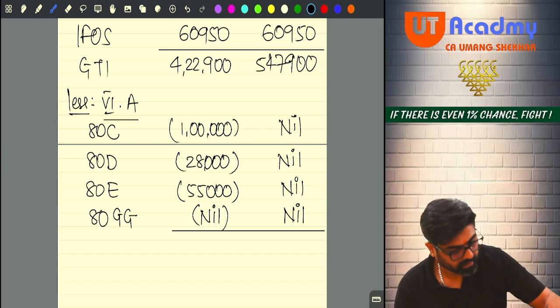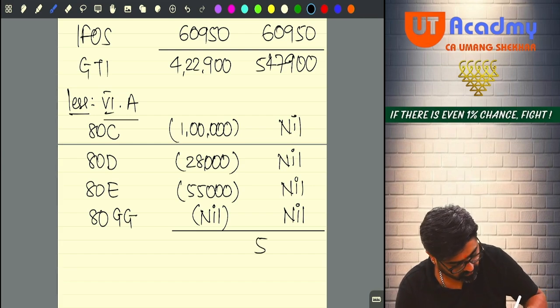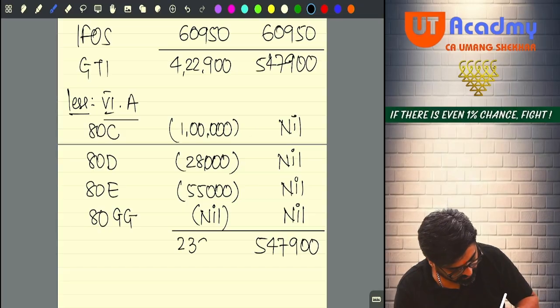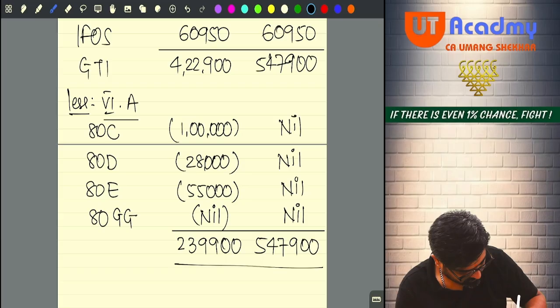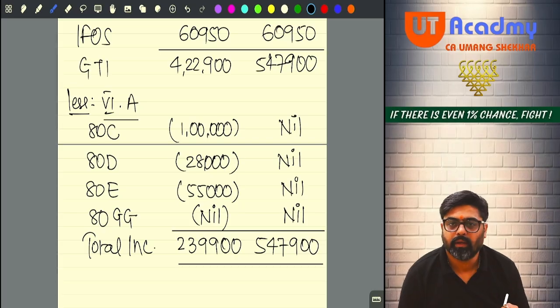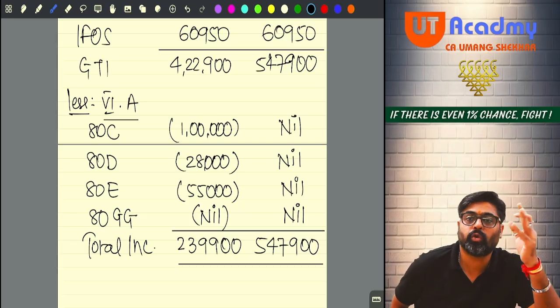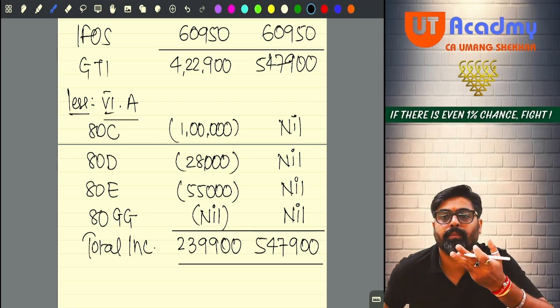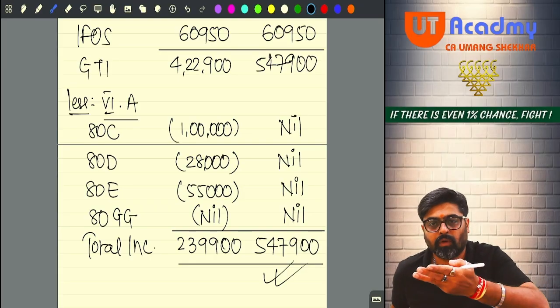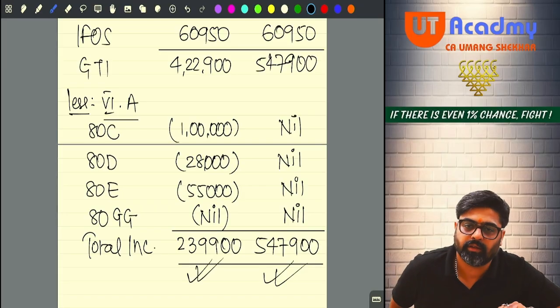Okay. Now can you please total? Here it will be 5 lakh 47,900 only, and 422,900 minus 1 lakh minus 28,000 minus 55,000, you are going to get 2,39,900. This is your total income. So the same question can be asked in two ways. If you follow 115BAC, then your final answer should be this much. And if you don't follow 115BAC, you follow the normal scheme, then your final answer should be this much.